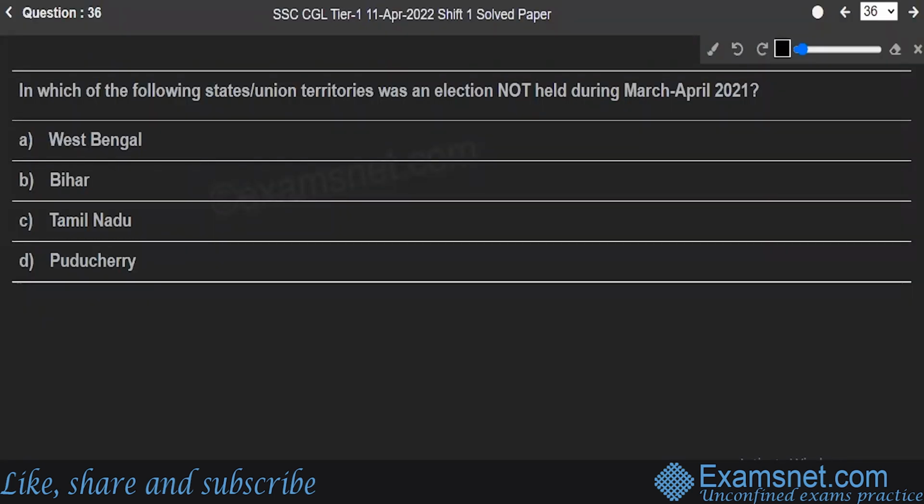It says, in which of the following states or union territories was an election not held during March, April 2021? And I hope you people know the answer. Well, if you do know the answer, the correct answer is Bihar. The election was not held in Bihar during March, April 2021. Members of the 17th Legislative Assembly were elected in three parts.